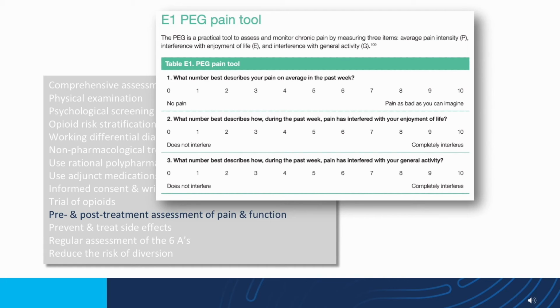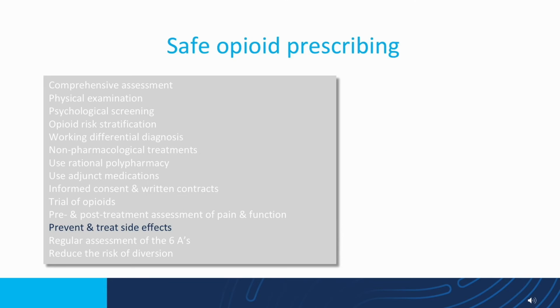Assess not only pain, but function as well, pre and post. There's something called the PEG tool. It assesses pain intensity, it affects enjoyment of life, and it affects general activity. So quite a good screener to see how your patients are doing. Prevent and treat side effects proactively. So if they're getting nausea, treat nausea. Treat and prevent constipation proactively. Try and reduce your side effect profile if you can.